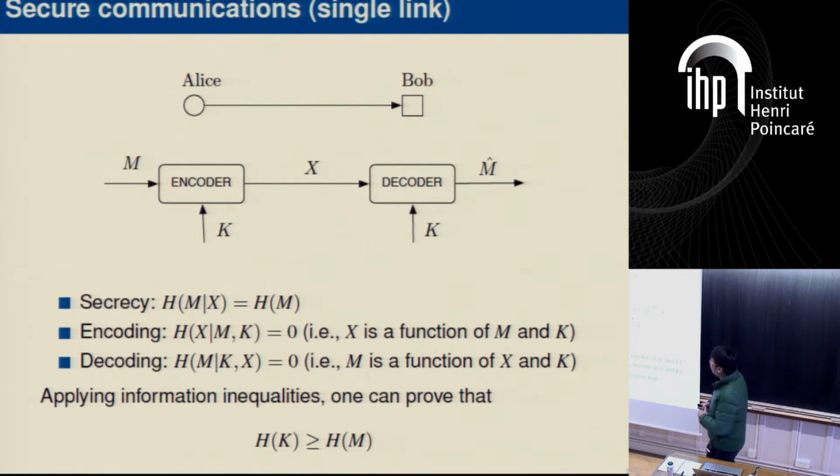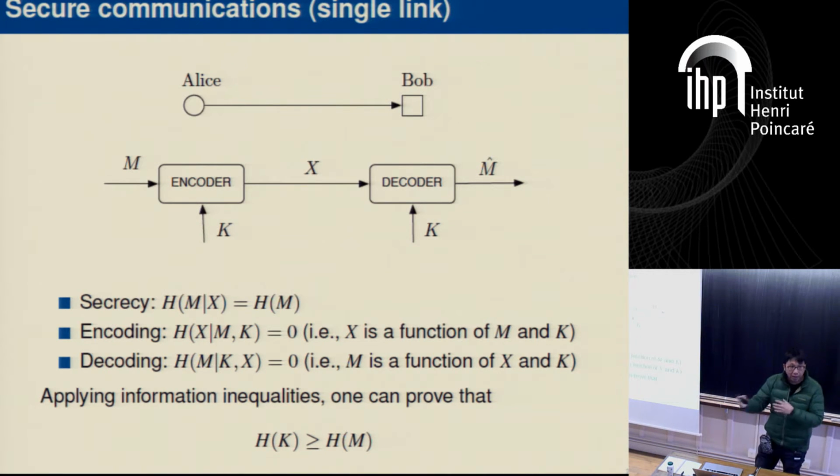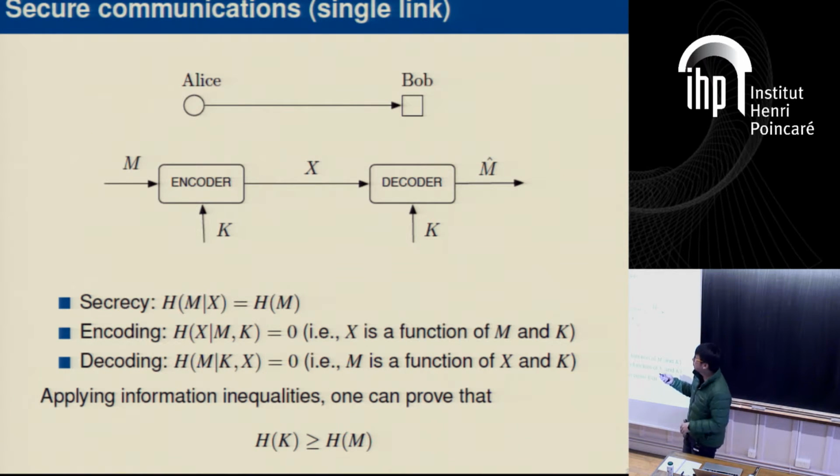Okay, I'll give an example here of how to use this inequality to obtain some interesting result. This is a very simple scenario where we have two parties, Alex and Bob. They want to communicate over a public channel, and they want to communicate in a secret way, so the message will not be decoded by others. To do that, they have to share some secret key. Otherwise, they cannot do it secretly. So this is the picture of what it looks like. M is the message Alex wants to send to Bob.